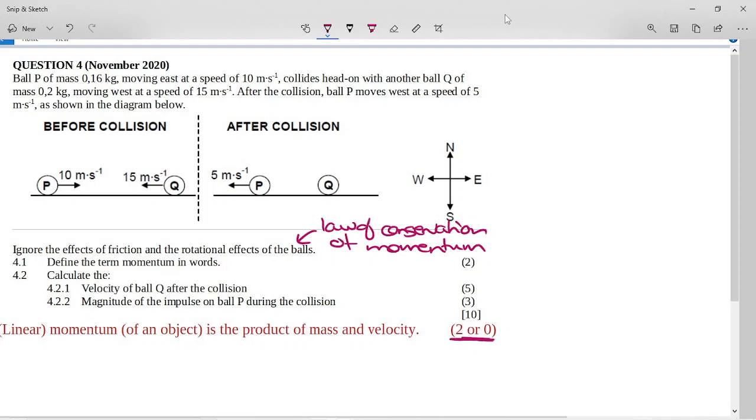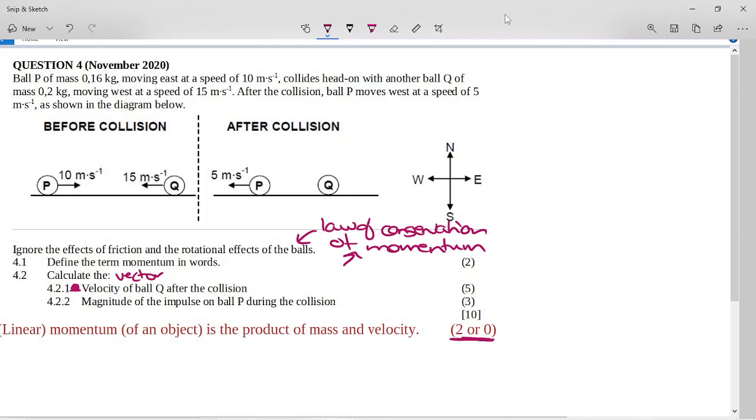Now it says to calculate the velocity of ball Q after the collision. Look here, it doesn't say calculate the magnitude. It says calculate the velocity. So we know that this is a vector. Our final answer must have a number, a unit, and a direction. It's also 5 marks. Usually when it's 5 marks, we go and use the law of conservation of momentum.